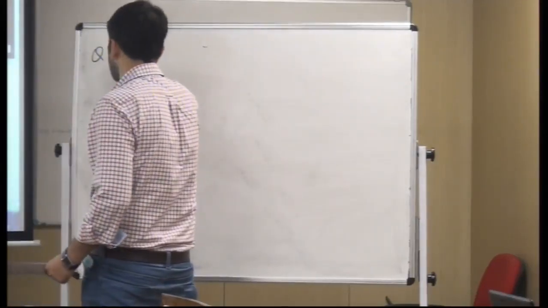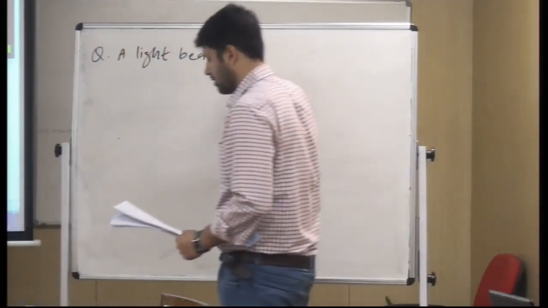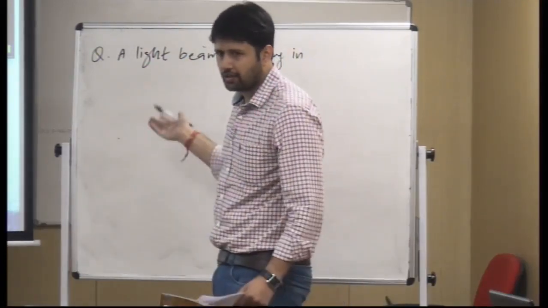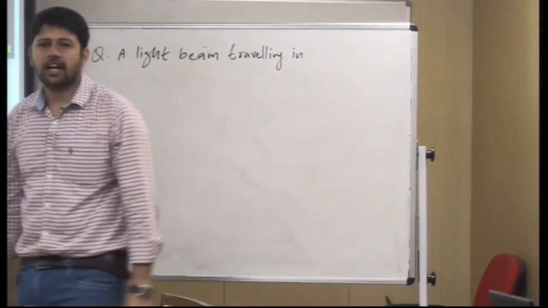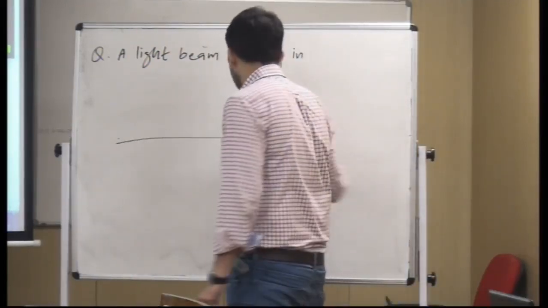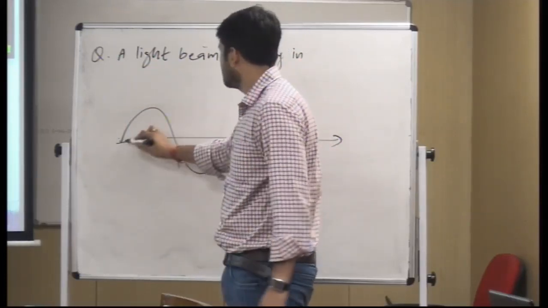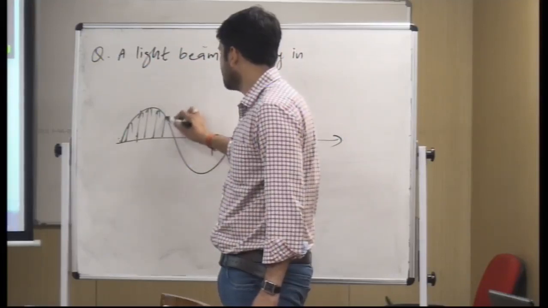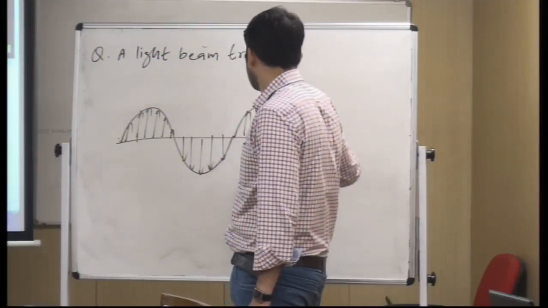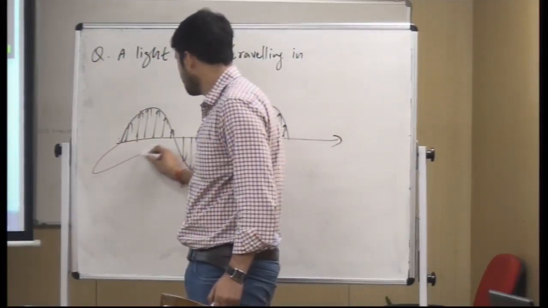One question. A light beam traveling in, acha, one more thing I would add before this question. The electric and magnetic components are perpendicular to each other. You know this, right? So this kind of arrangement can be drawn. If this is the electric component, the electric field is increasing like this, then decreasing. So the magnetic field would be something like this, perpendicular to this plane.